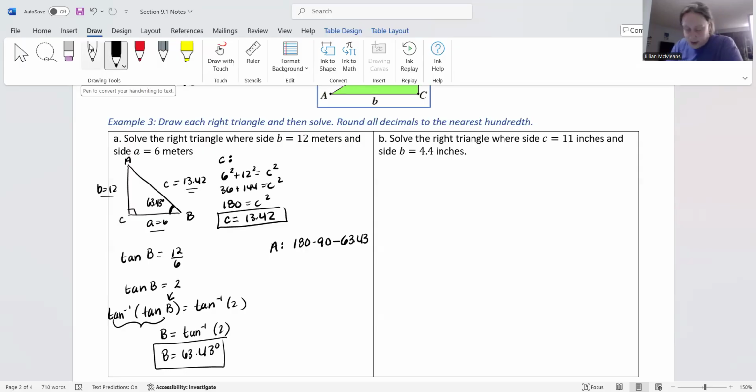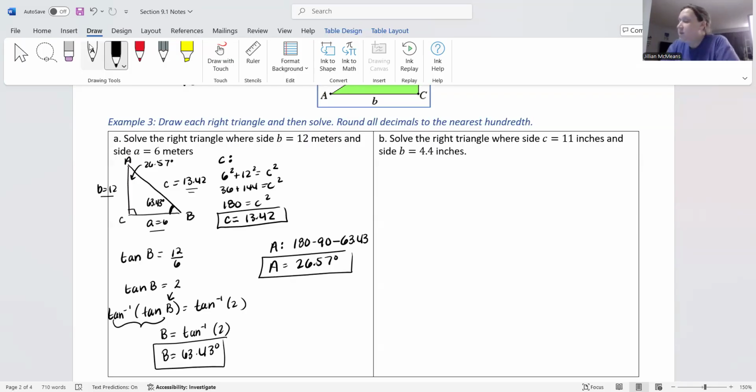Just get your calculator out. So 180 minus 90 minus 63.43. And that tells me that angle A is 26.57 degrees. And we have now solved this triangle. So you know you're done when you've got the length of all three sides and the measure of all three angles. And so we were able to do it. We used an inverse trig function, all right? So kind of bring that information from chapter 8 back to the surface, okay?